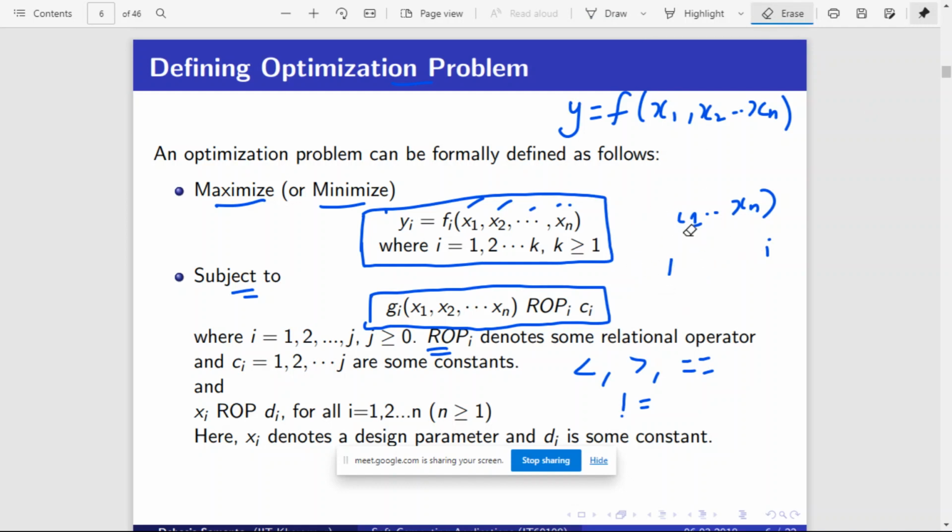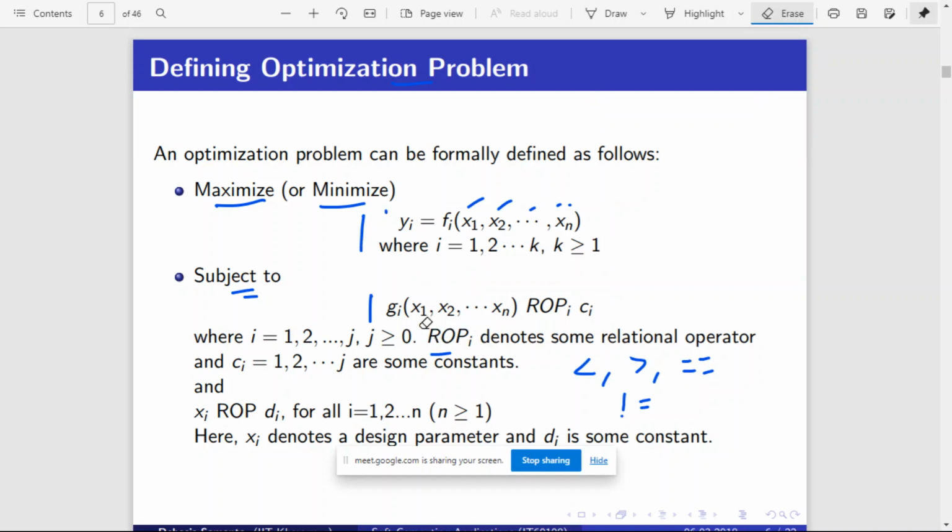Could someone say how you will define an optimization problem mathematically? How do you define an optimization problem? There are basically two things we use. What are the two things?